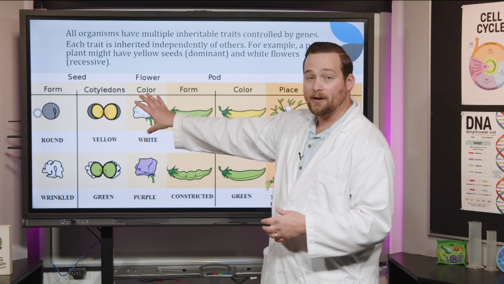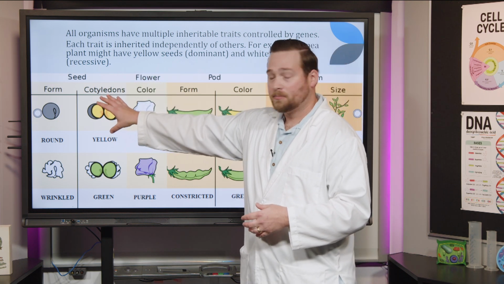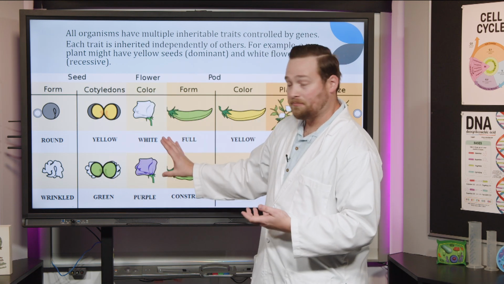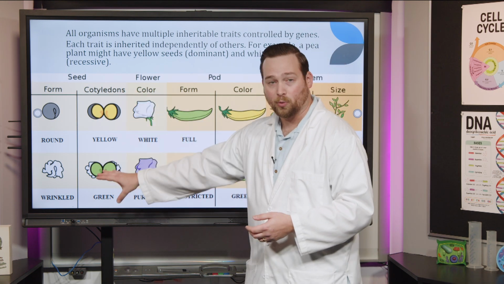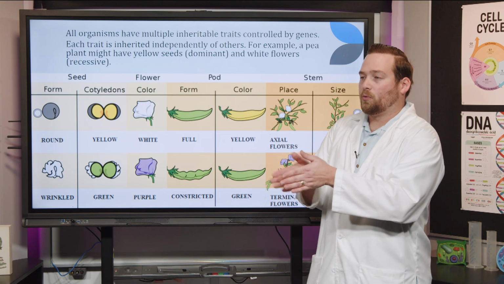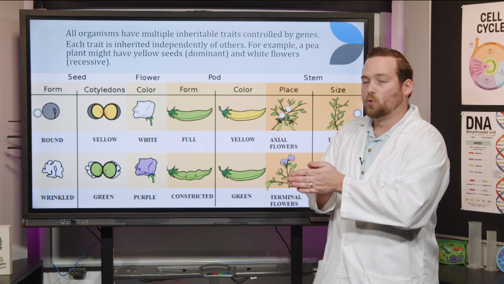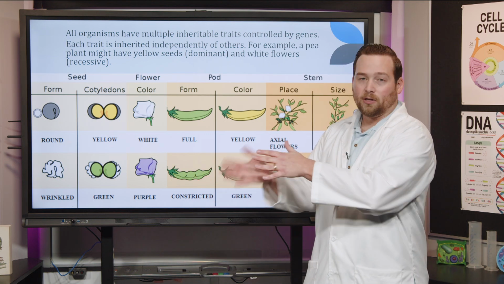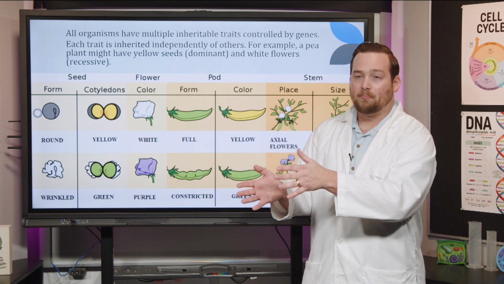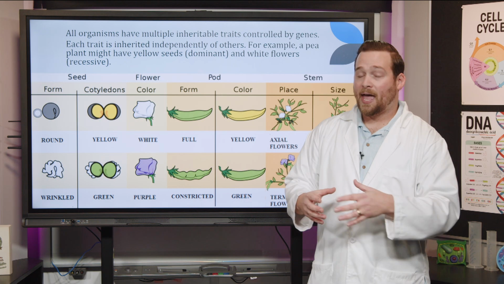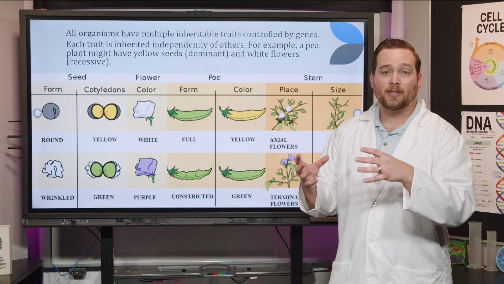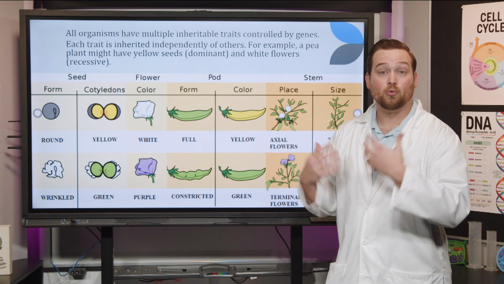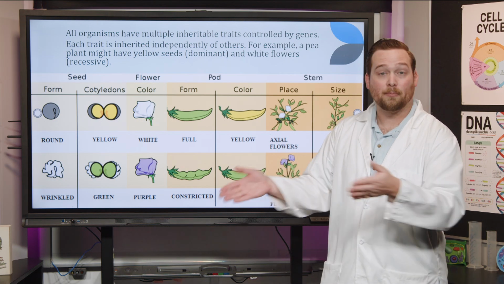So you could have white flowers and yellow seeds, or white flowers and green seeds, or purple flowers with yellow seeds, or purple with green. That's what we're saying when they sort independently of each other, independent assortment. One allele doesn't really have any bearing on another allele, and that's only true if the alleles are not on the same chromosome. So I'll give you an example when these alleles do not separate independently of each other.